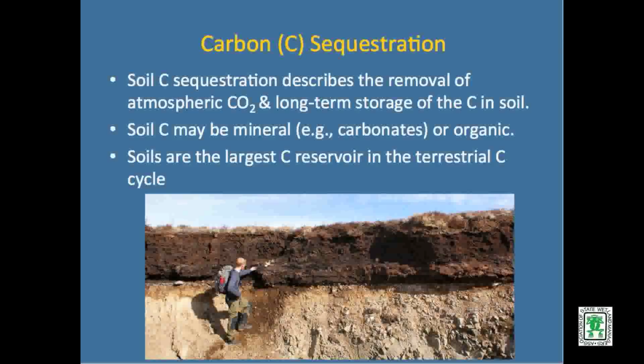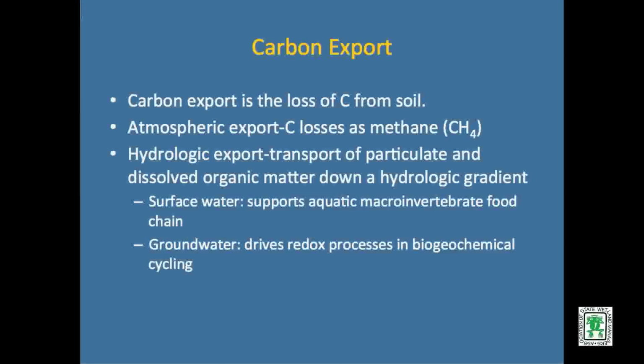Soil carbon sequestration describes removal of atmospheric carbon dioxide and long-term storage of the carbon in soil. So carbon may be mineral, for example, carbonates, or organic, and soils are considered to be the largest carbon reservoir in the terrestrial carbon cycle. Carbon export is the loss of carbon from soil.